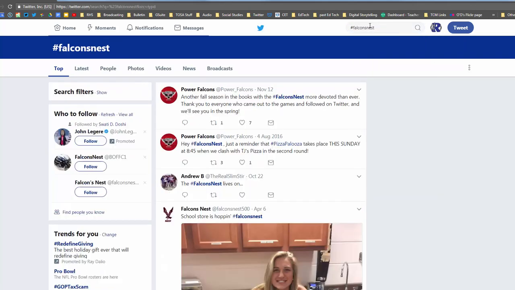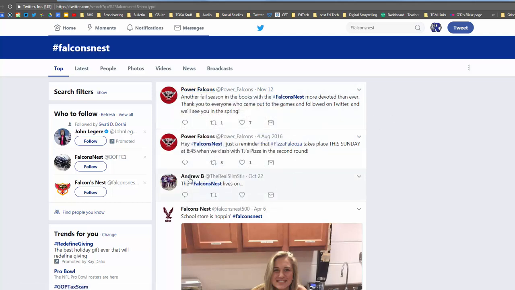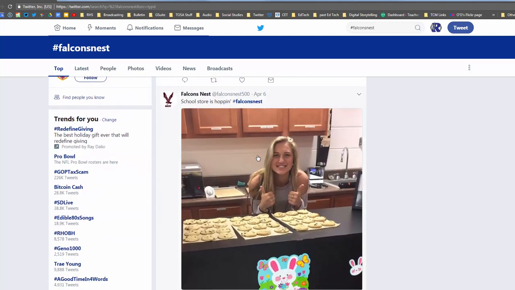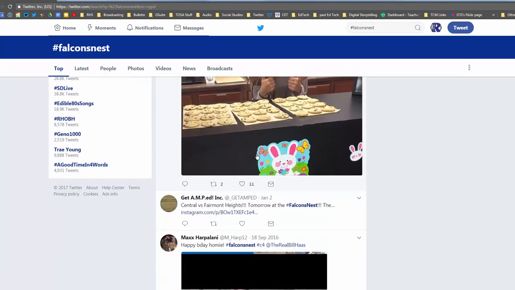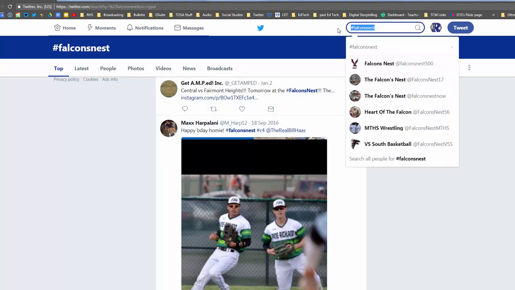If I search for hashtag Falcons Nest, I can see that just last month somebody named Power Falcons softball team had talked about it, and another person named Andrew B talked about it, and here's a girl making cookies, and she used Falcons Nest, and here's a baseball team using Falcons Nest. So I realize that a fair amount of people are using Falcons Nest, and it's a bit of the Wild West, basically, which means first come, first served. If somebody out there has used Falcons Nest, we need to just let them have it. So I need to think of something else.